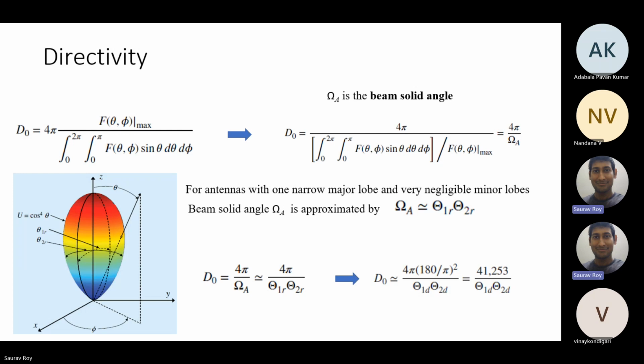That's why it simplifies further in terms of degrees: if you take the radian to degree conversion, it gives around 40,000 divided by theta 1 degree, theta 2 degree. So D means degree and R means radian. That means if you have a given radiation pattern and your half power beam width is also given, from that you can calculate directivity.